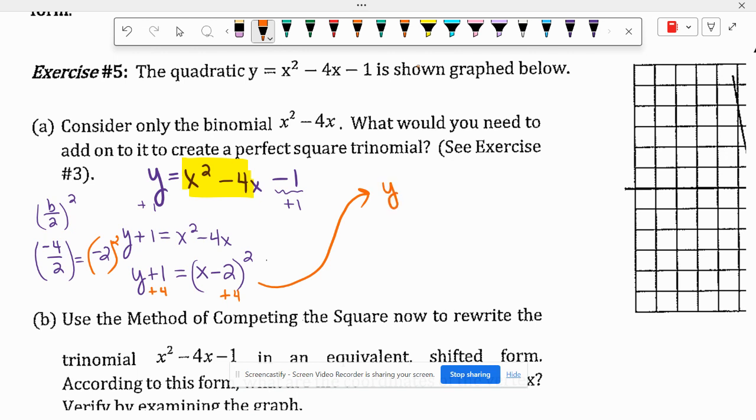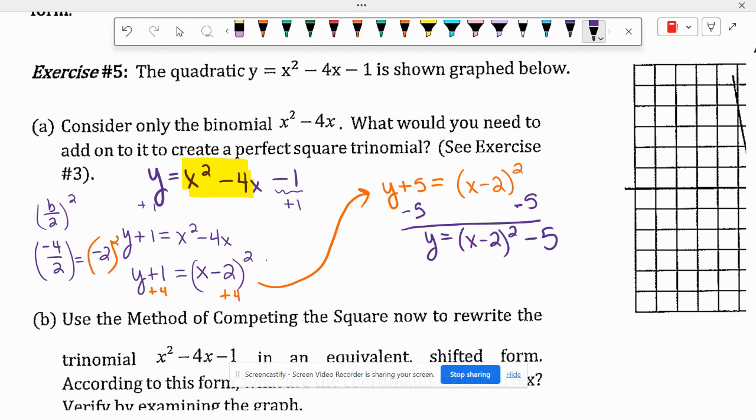So I have y, now I don't have plus 1 anymore. I have y plus 5 equals x minus 2, the quantity squared. So I want to put it back in vertex form. So what do I do with this plus 5 now? Subtract it. So y equals x minus 2, the quantity squared, minus 5.